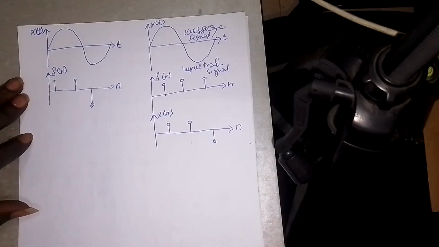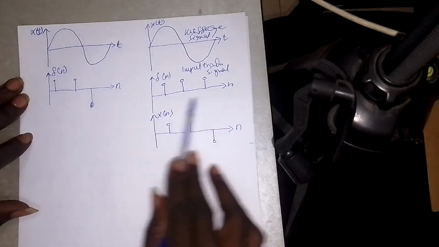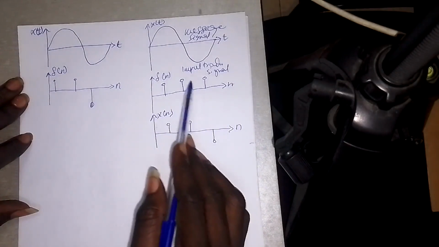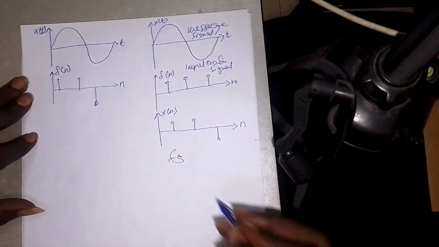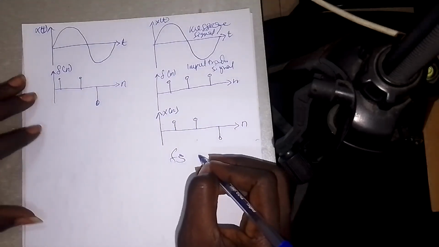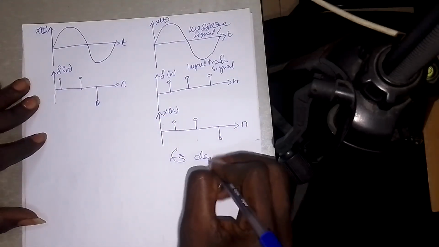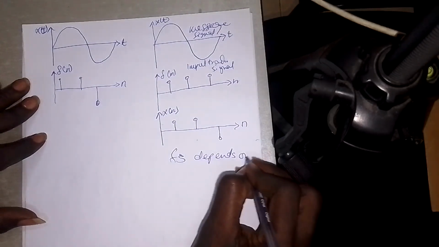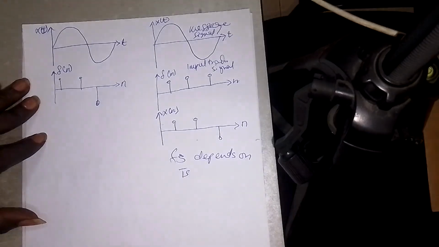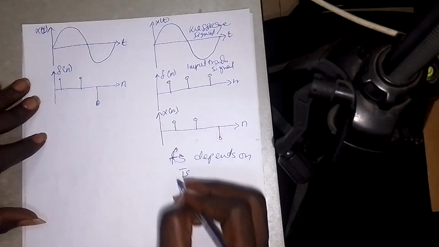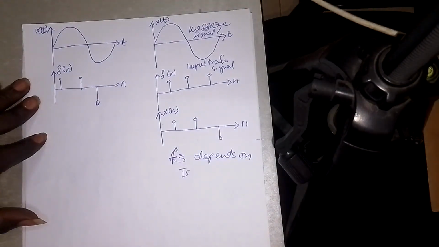So that means your sampling frequency, which depends on your period, is very important. How you select your period and your frequency is very important in the reconstruction or construction of your signal.